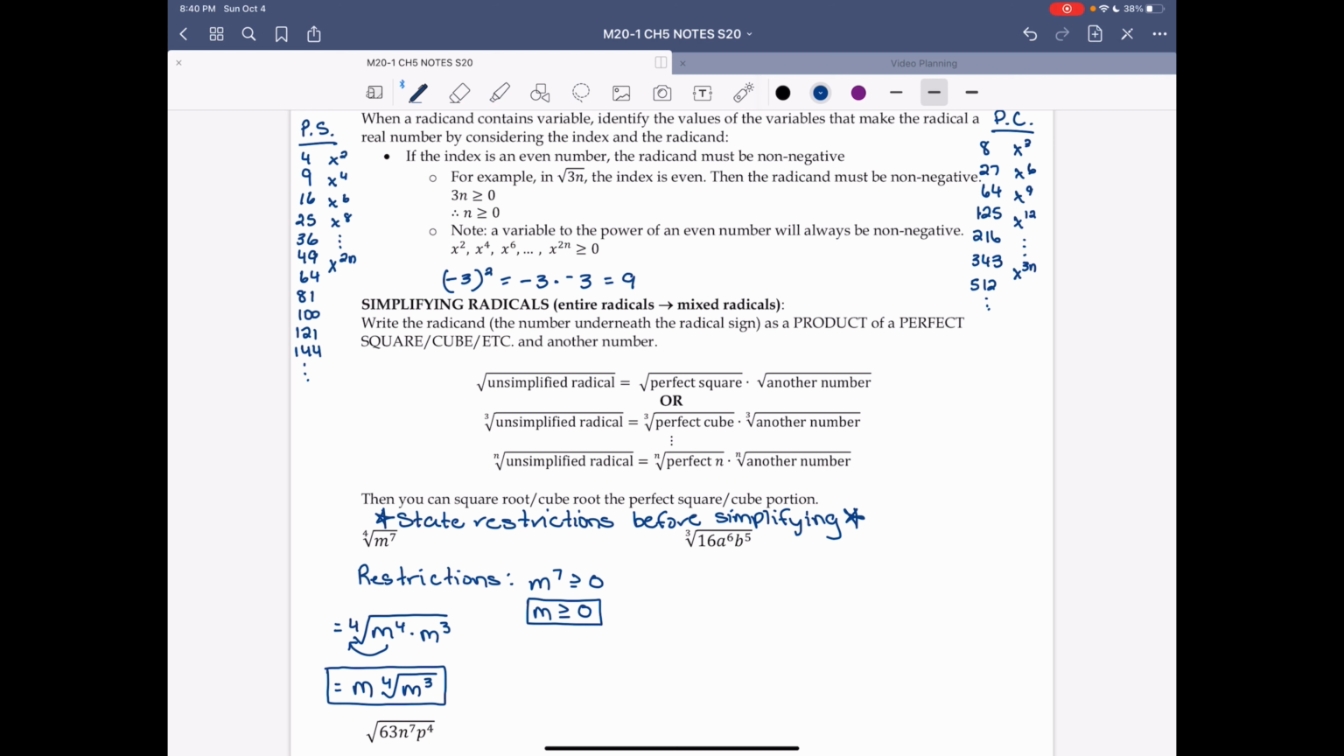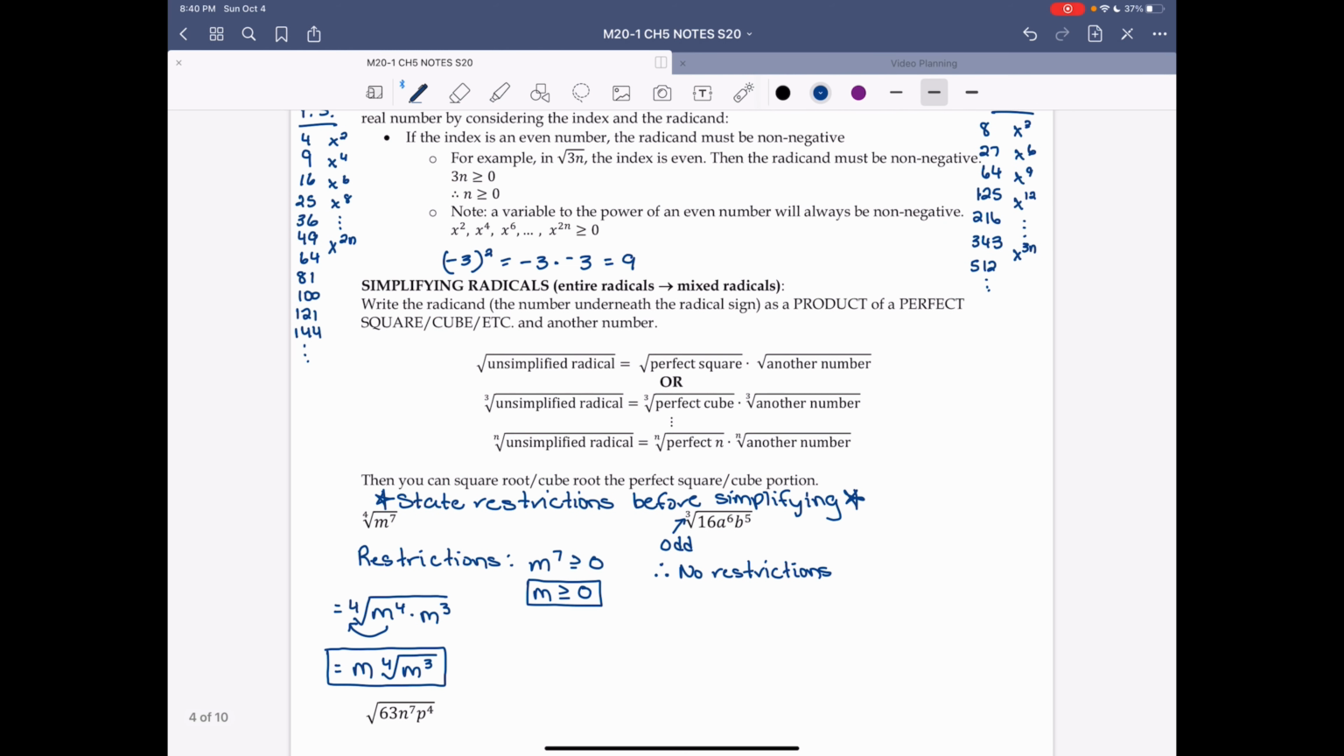Next example, we have an odd index. Therefore, there's no restrictions. When you have an odd index, you can have negative values under the root, so there are no restrictions on the radicand. Let's simplify our radicand. We have the cube root of 16. We want to split up into a perfect cube and another number. We can divide 16 by 8, which is a perfect cube. We have 8 times 2.